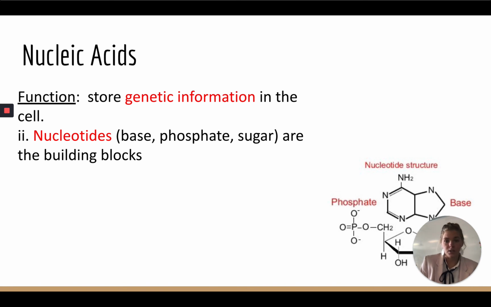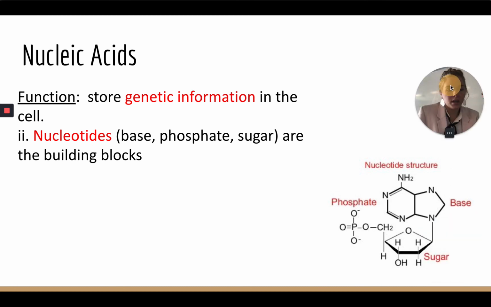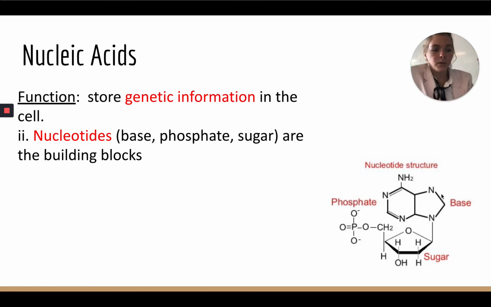Another new term is nucleotides. Nucleotides are the building blocks of nucleic acid. They're the monomer of a nucleic acid. A nucleotide consists of a base, a phosphate, and a sugar. If we look at this picture here in the bottom right corner, you can see that we have a base here, a phosphate, and a sugar all hooked together to make up a nucleic acid.